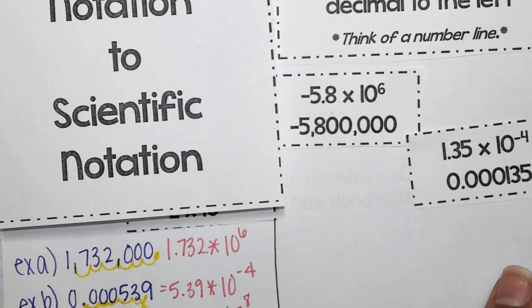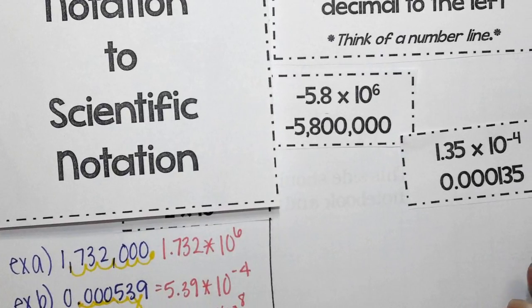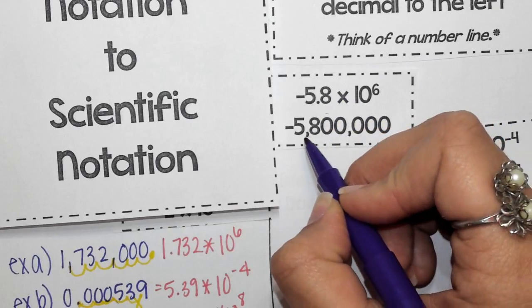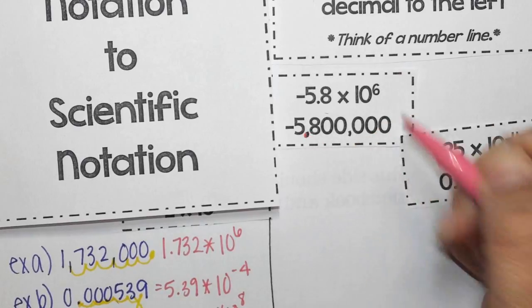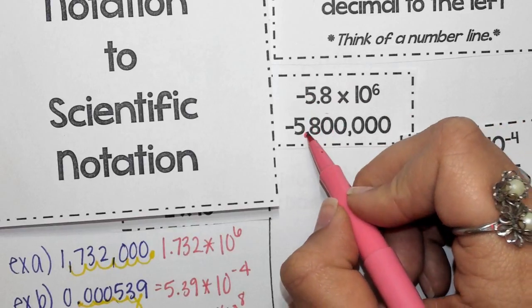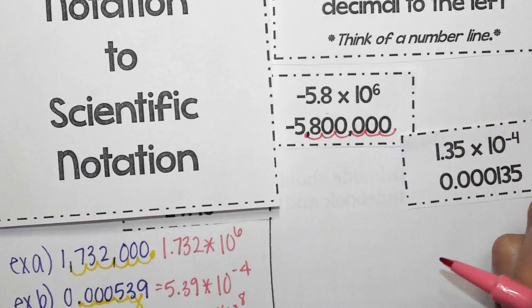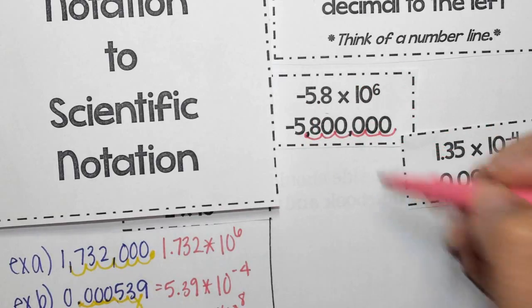So, before we do this, negative 5.8. You go 1, 2, 3, 4, 5, 6. You wouldn't have 6 zeros because it has that 8, correct? So put your decimal here. We'll practice this one together. Let's put our pretend decimal here because that's where it was. So we need to move it 6 to the right. 1, 2, 3, 4, 5, 6. And this is the answer because we're going from scientific to standard.